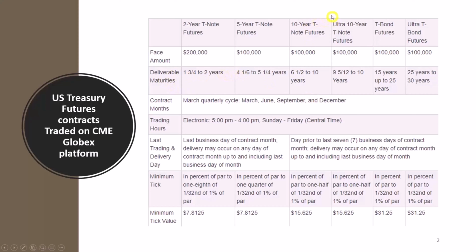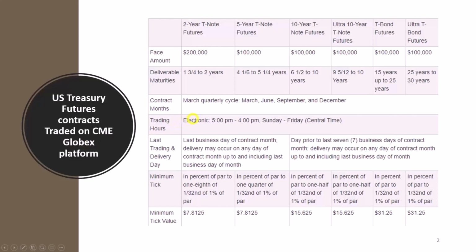So in the case probably of the most widely used of these contracts, the 10-year T-note, the deliverable maturities are any bond which at the time of delivery, in the case of an expiring futures contract, would still have at least 6.5 years left to run, and this can be up to 10 years. The primary contract months are based on a quarterly cycle, March, June, September, and December. The trading only now takes place on the electronic platform, the Globex platform.